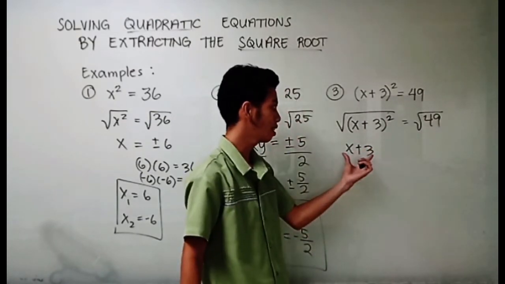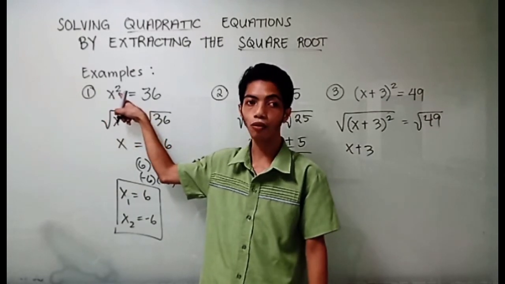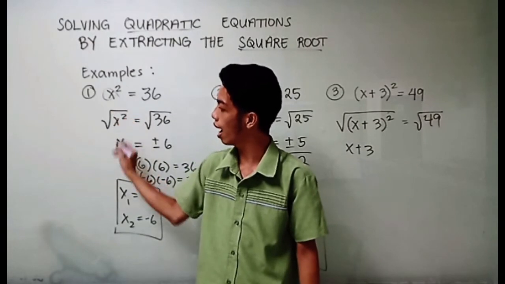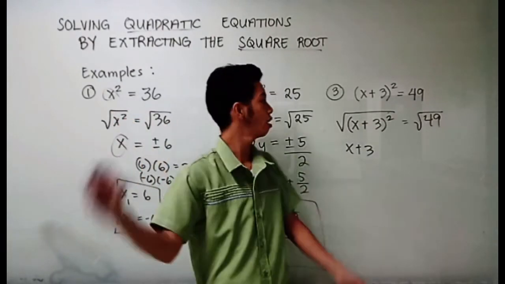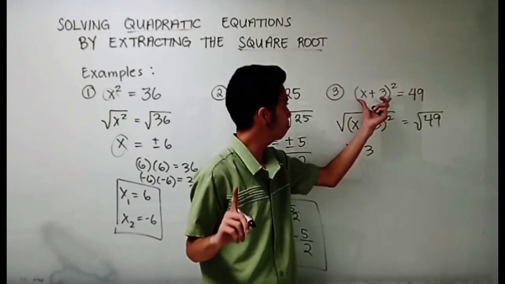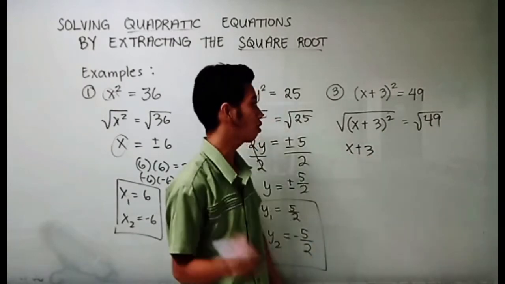Okay? Kung mapapansin nyo dito sa number 1, x squared. Ang square niya, x na lang. Kung ano yung quantity na to, yun lang din ang nandoon. In here naman, kung anong quantity na nakalagay sa loob ng square root, yun lang din ang kanyang sagot.